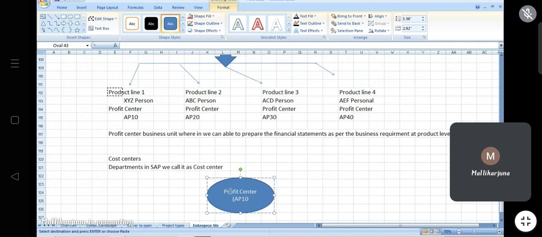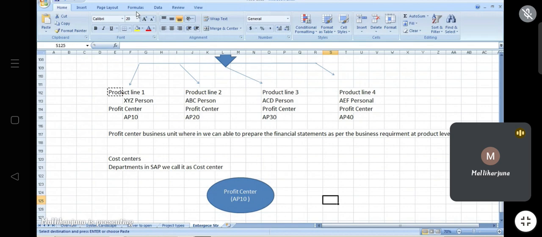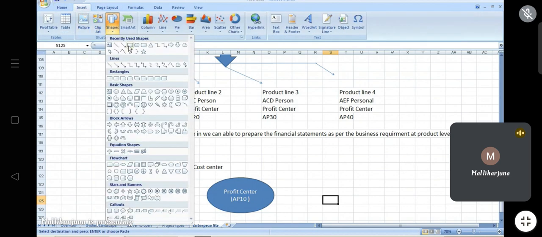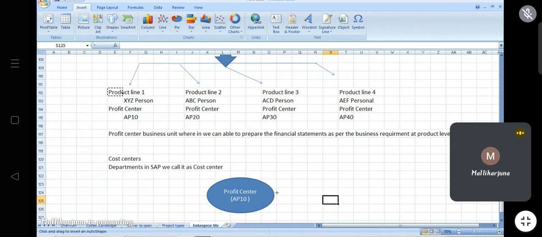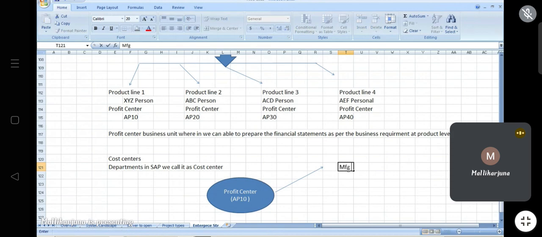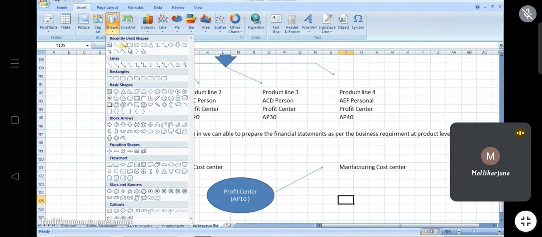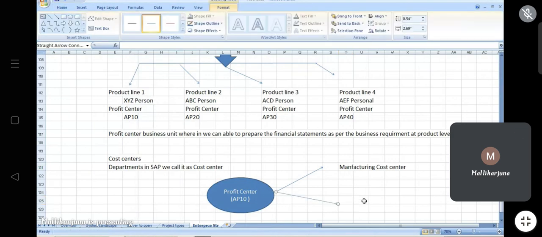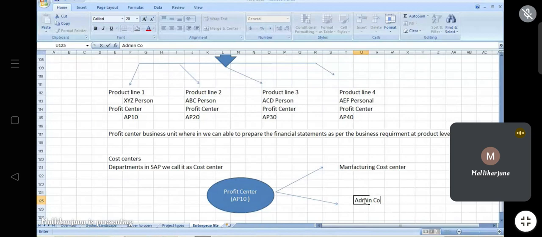AP10. Okay, these we have manufacturing department or manufacturing. So department and cost center are one and the same. Don't get confused. I'll say that I have manufacturing cost center. Okay, so admin cost center.